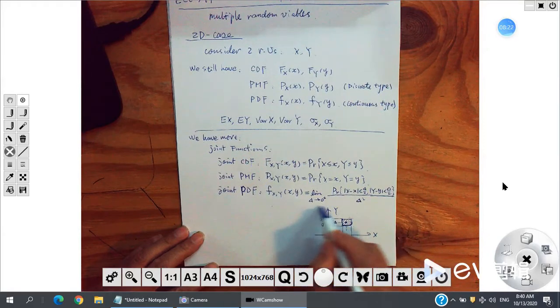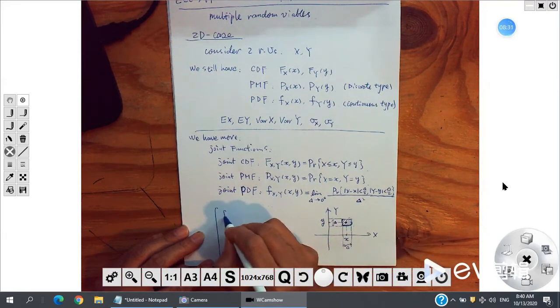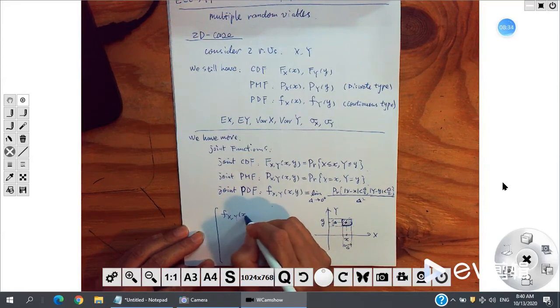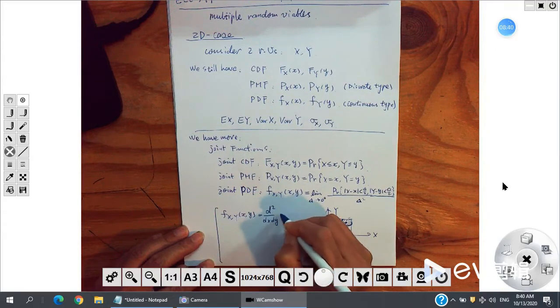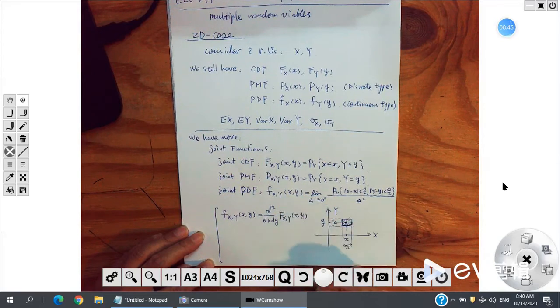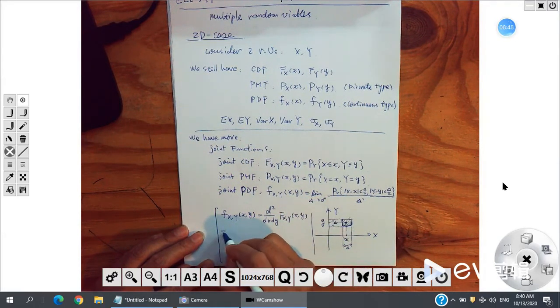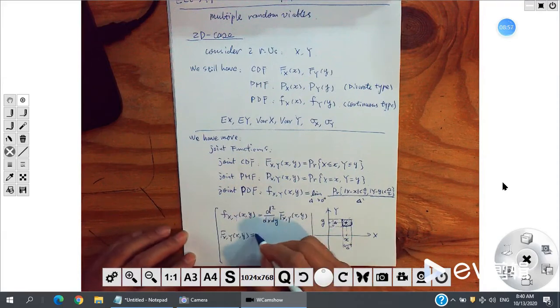And by this definition, we obviously have these. Actually, we discussed these kinds of things in calculus, right? So we know f(x,y) equals the second derivative, d squared over dx dy, of F(x,y). We have these. And f(x,y) is this derivative. Then the other side will be the integral from negative infinity to x and negative infinity to y.